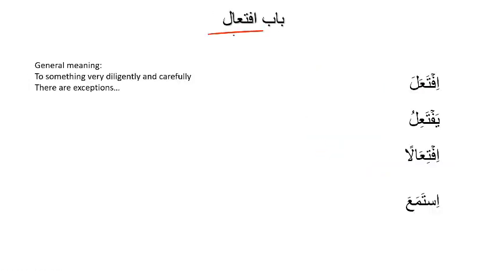Okay, bab iftial is extremely common. What's special about bab iftial? There's an alif with kasra in the beginning, a ta in the middle, and then the rest is ayn and lam. So ifta'ala yafta'ilu ifti'alan. Let's use the root letters jim, ta, and noon. So instead of ifta'ala, what would I write?